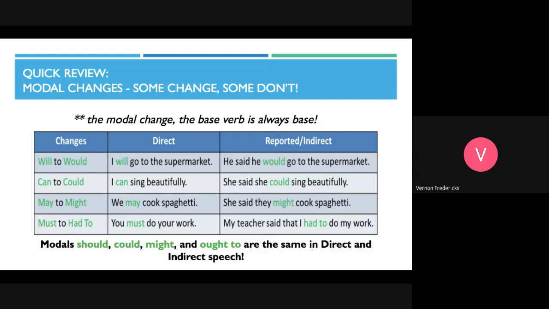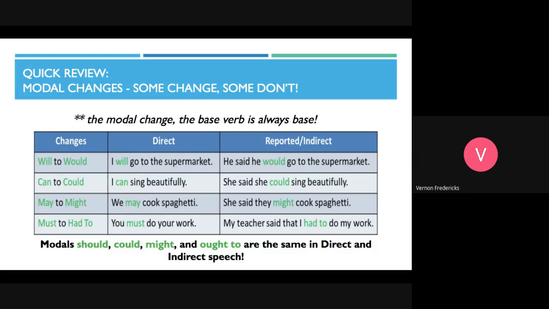Number 3, may changes to might. Direct speech: we may cook spaghetti. Reported speech: she said they might cook spaghetti.